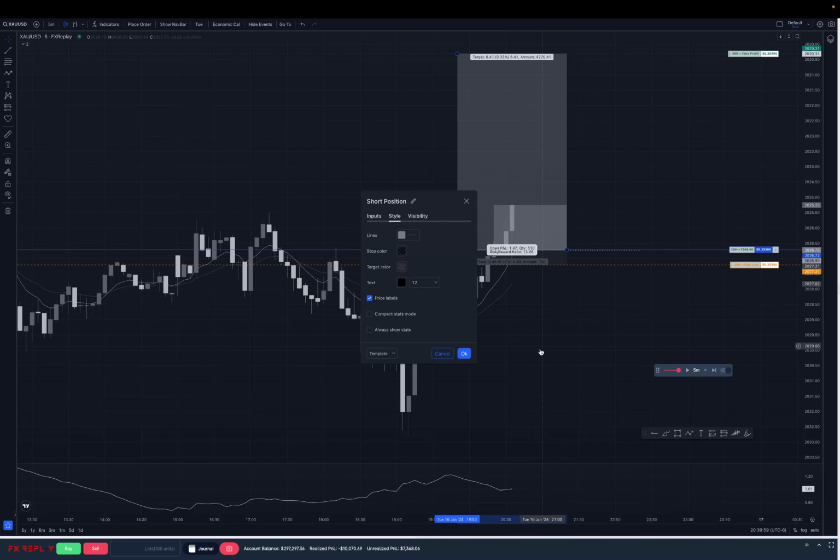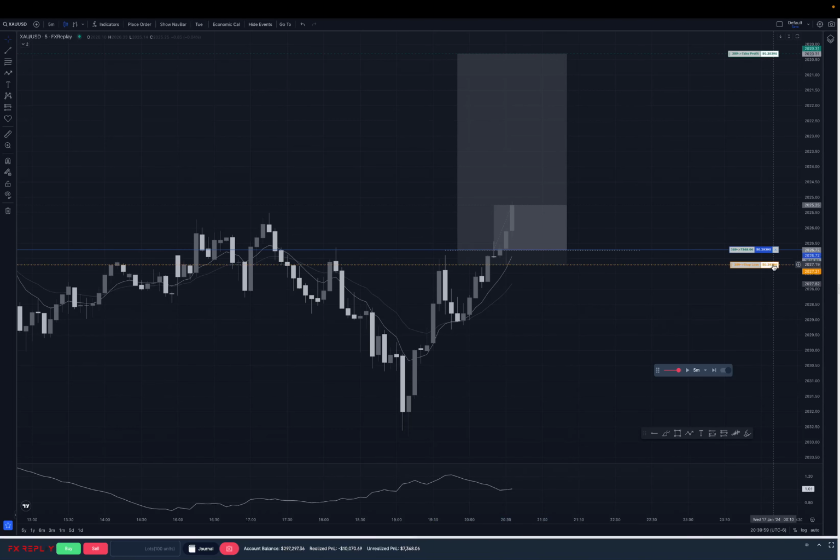Man, these colors are so shit. Like, damn. Target color, can we make it a little darker or something? I don't know, it's just shit.